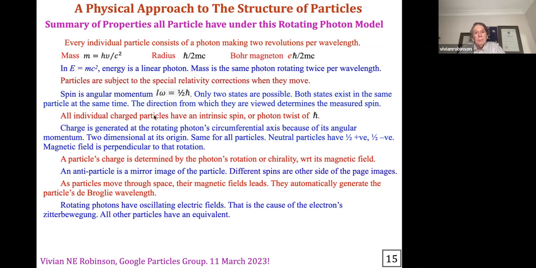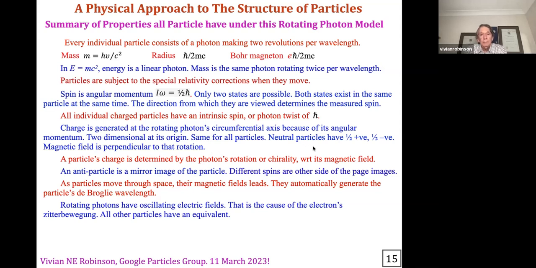There are only two states of spin possible. Both states exist at the same time. The direction from which they are viewed determines the measured value. The photon of all individual charged particles has an intrinsic spin, or photon spin, of h-bar. Charge is generated at the rotating photon's circumferential axis, basically because of its angular momentum. It is two-dimensional in origin. The angular momentum is the same, and therefore charge will be the same for all particles.